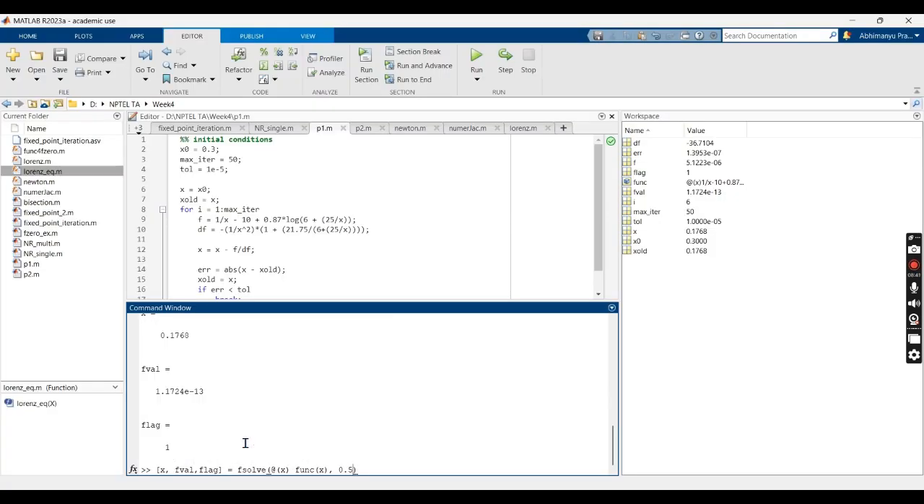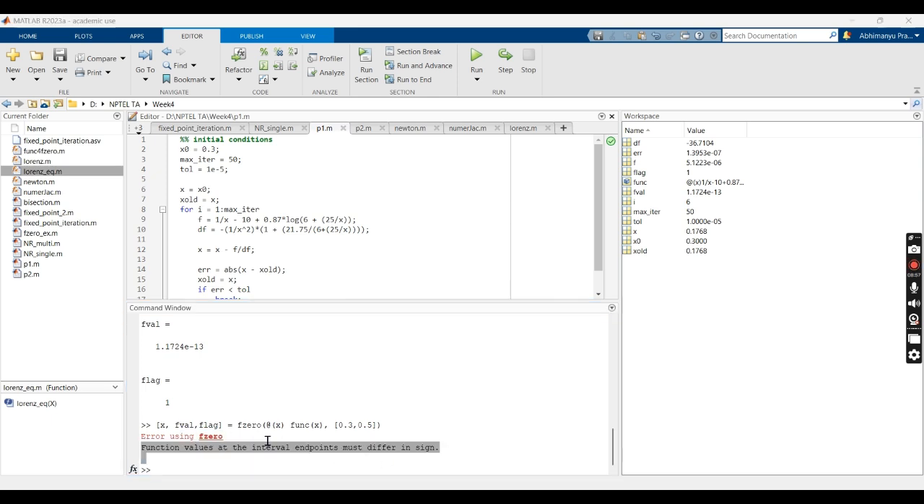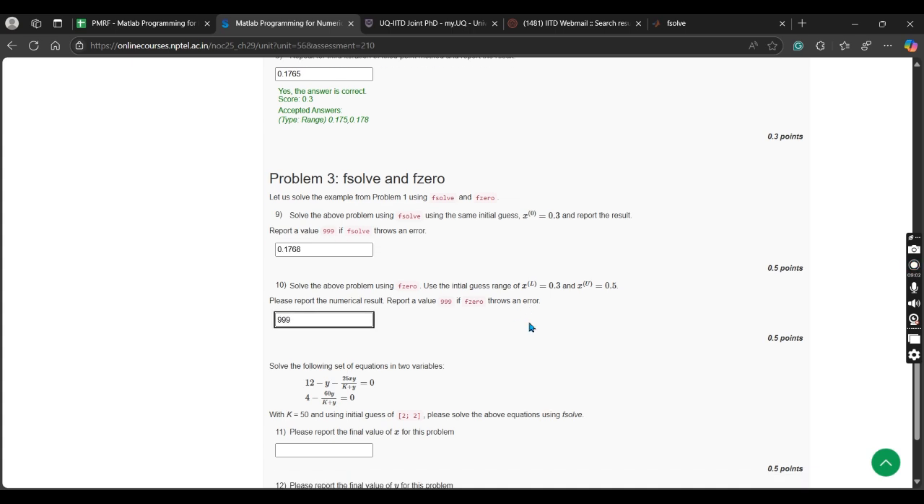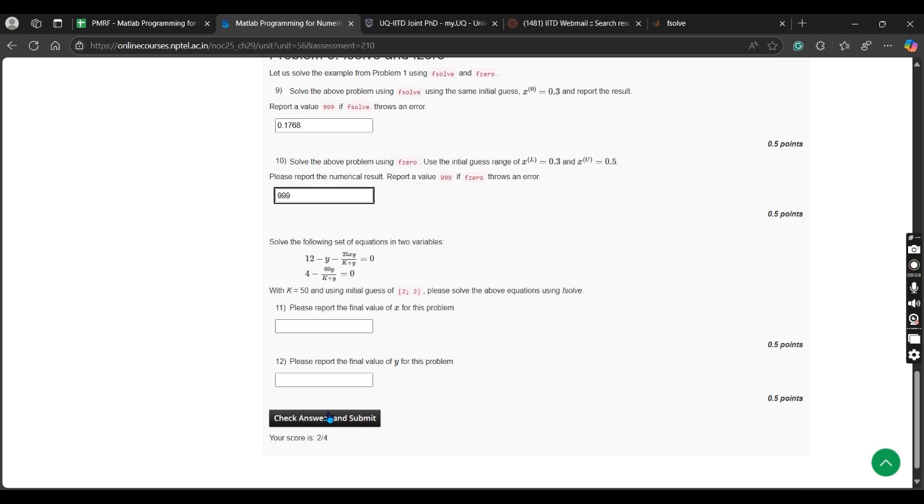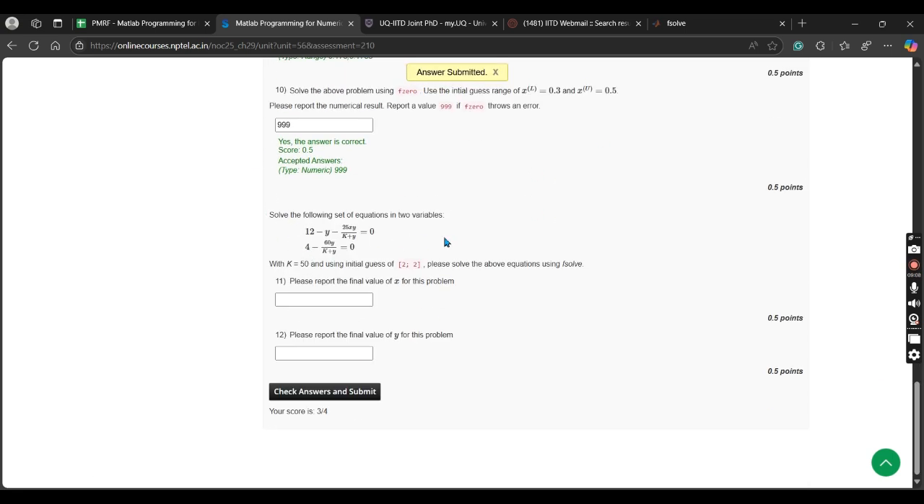So we already have a function handle. I'll just change this fsolve to fzero and this to a vector, so 0.3 and 0.5. Yeah, so these points must differ. So that means I'm getting an error. So just need to enter 999. This should work. Yeah, so this part two is correct.